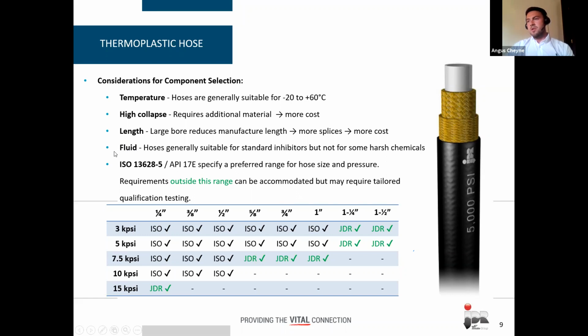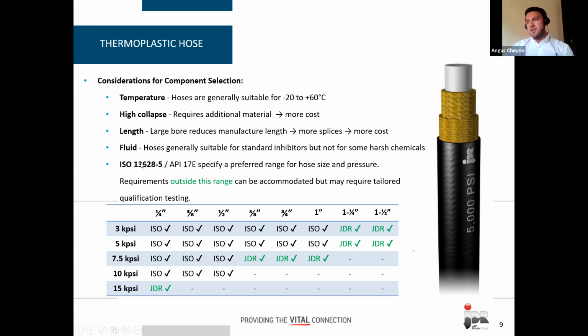In terms of the fluid, I mentioned that compatibility was quite important. Hoses generally are suitable for most standard inhibitors and chemicals that are used for umbilical systems. However, there will be some harsh chemicals that may not be compatible with the hose, but I would certainly note that that is less common.